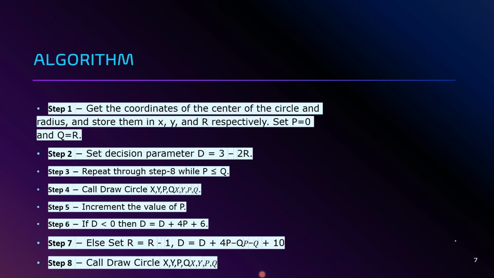If d is less than 0, then d is equal to d plus 4p plus 6. Else q is equal to q minus 1, and d is equal to d plus 4 times (p minus q) plus 10. Then call draw circle.